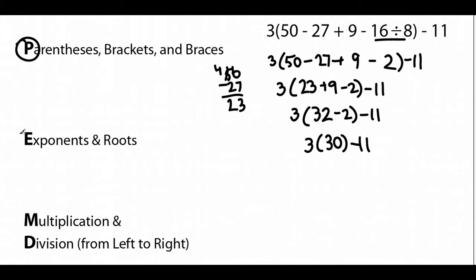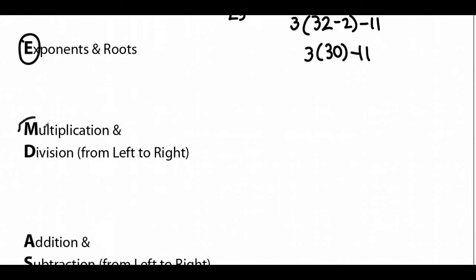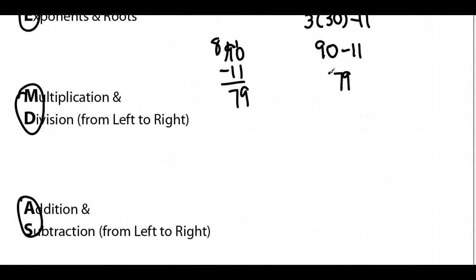So now we take a look over here. Now that we're done with our parentheses, we look for our exponents. We don't have any of those. And then we look for multiplication and division, which is 3 times the 30 is 90. Drop down the minus 11. We don't have any more multiplication and division, so now we look at our addition and subtraction, and we say 90 minus 11, so we can come over here and say 90 minus 11. Borrow, this is an 8, 10, 9, 8 minus 1 is 7. And so our final answer is 79.